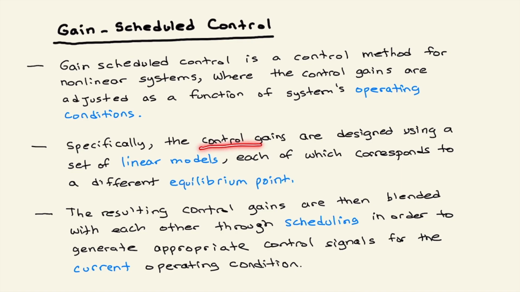Basically, we choose control gains using a set of linear models where each linear model corresponds to a different equilibrium point of interest, the equilibrium points that we want to operate the system. And the resulting control gains are then blended with each other through scheduling to generate appropriate control signals for the current operating condition. All right, so basically this nonlinear control technique is a popular one that allows us to control the system over desired equilibrium points, capturing the system's motion.